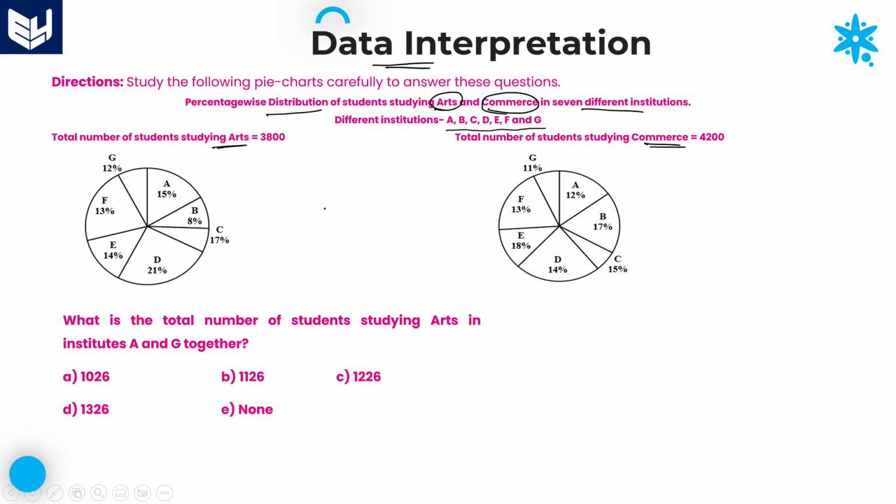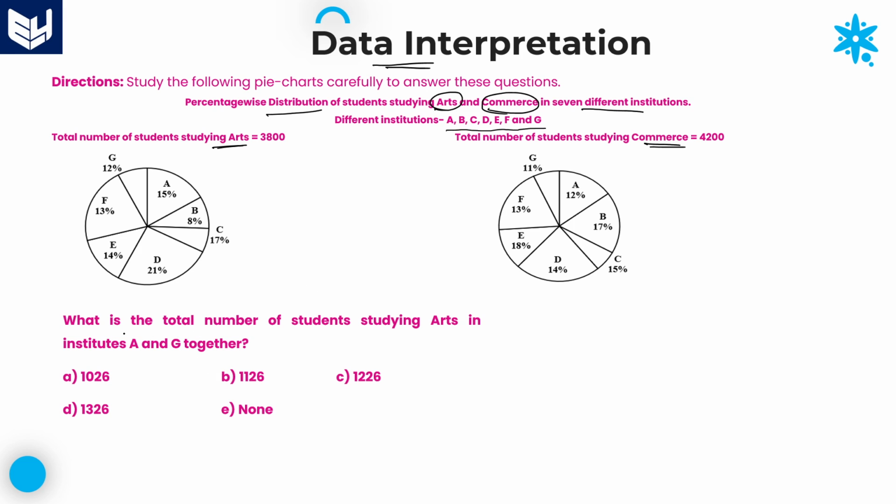First of all, you need to understand this complete information. Then only it is possible to solve the problems in each and every data interpretation, whether it is tabular data interpretation, pie chart, bar graph, line graph or else mixed one. Whatever the data interpretation, definitely you must understand the information first, then you have to follow the questions.